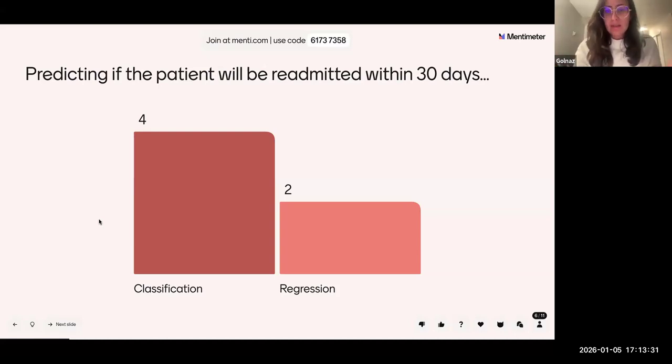Based on the input data that you have about a patient, the output could be yes or no. So either yes, the patient will be readmitted, or no. So you can think of it as trying to categorize people into people who are sick enough to be readmitted, or for whom there's a chance of getting better and they won't be readmitted.